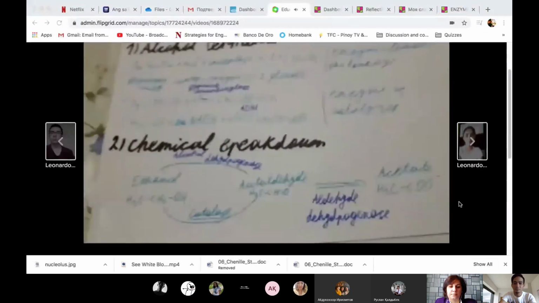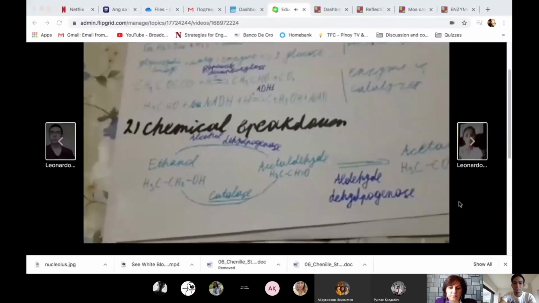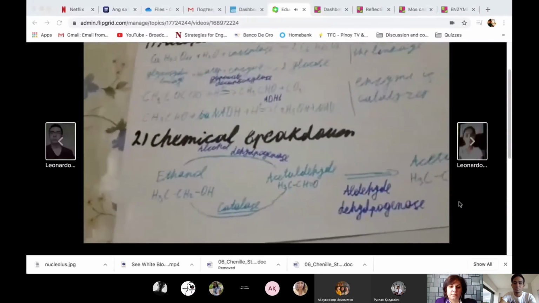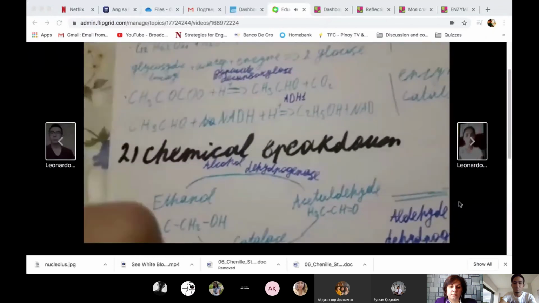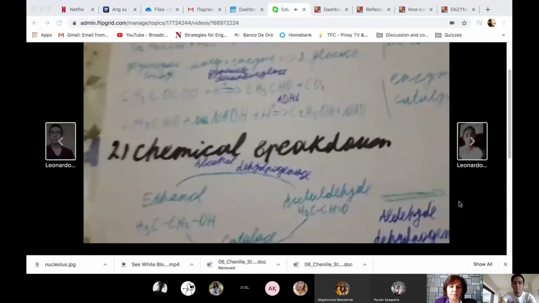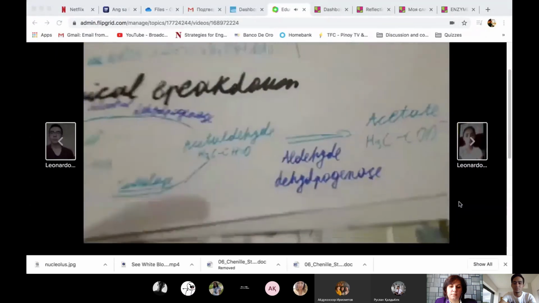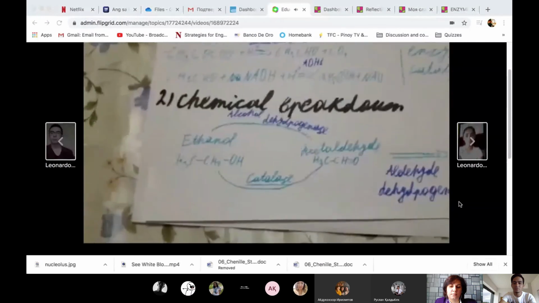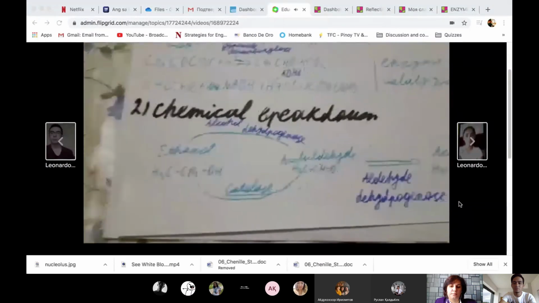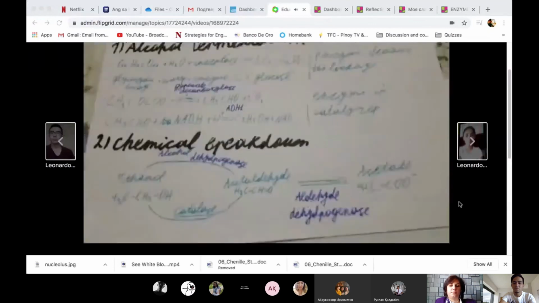To get acetate from ethanol, we use two enzymes. First is alcohol dehydrogenase. We can write it as ADH. And aldehyde dehydrogenase. It just changes the molecular structure of ethanol to get acetate as a result.